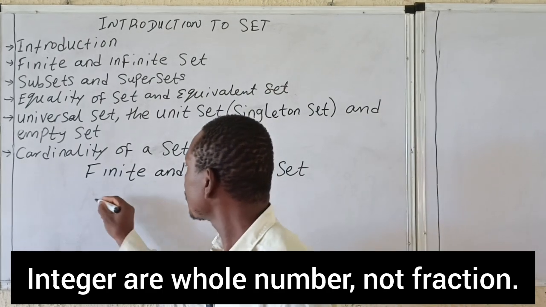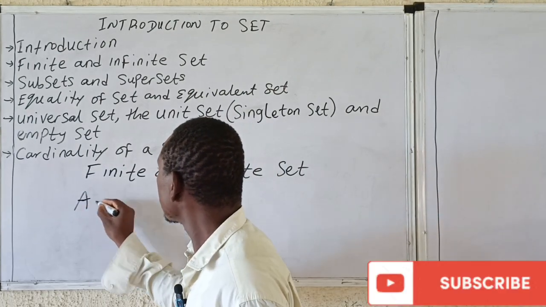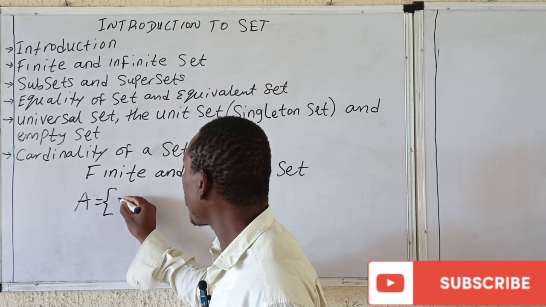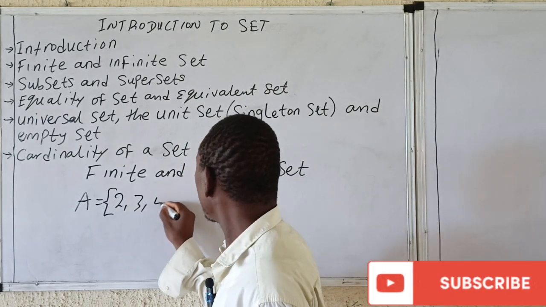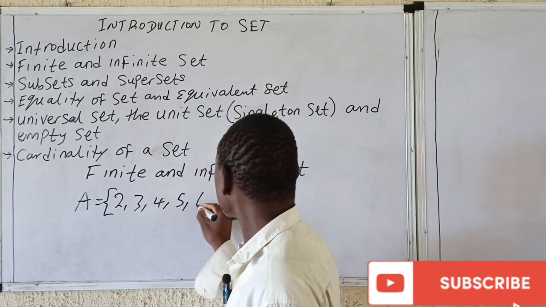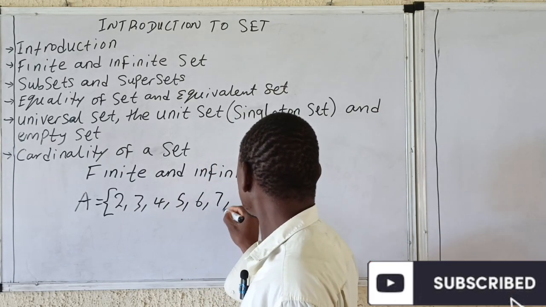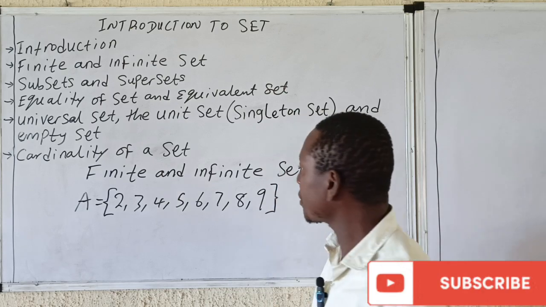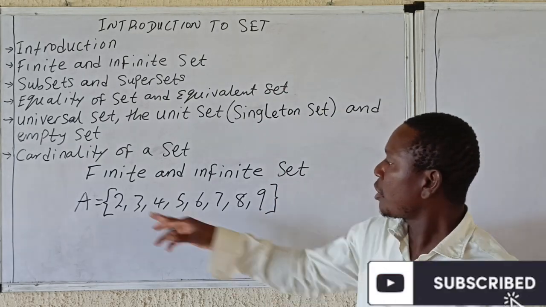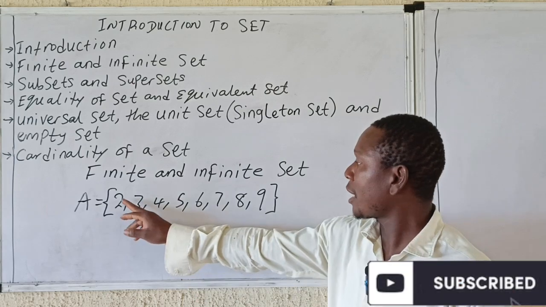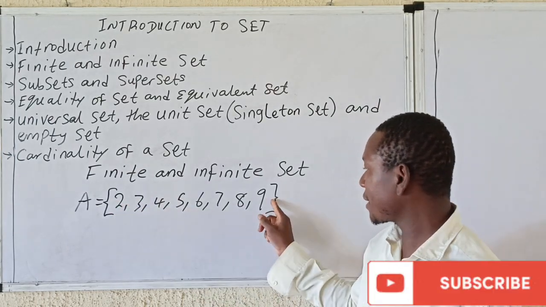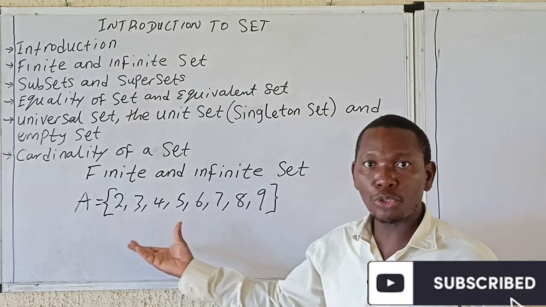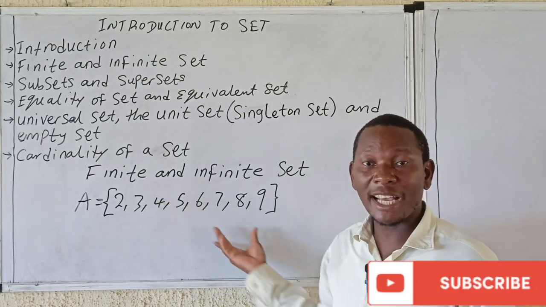So in this case, set A, numbers greater than 1, will have 2, 3, 4, 5, 6, 7, 8, and 9. Now, note that the numbers here, whole numbers, are actually greater than 1 and less than 10. So this is a finite set because each member or each element can be counted.